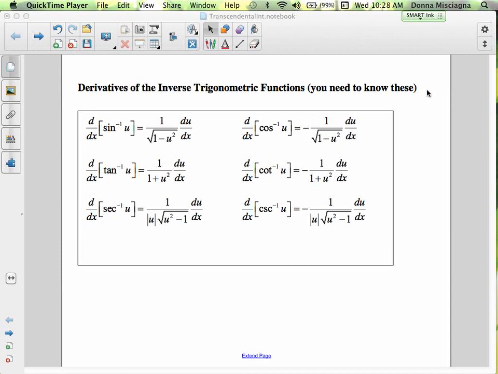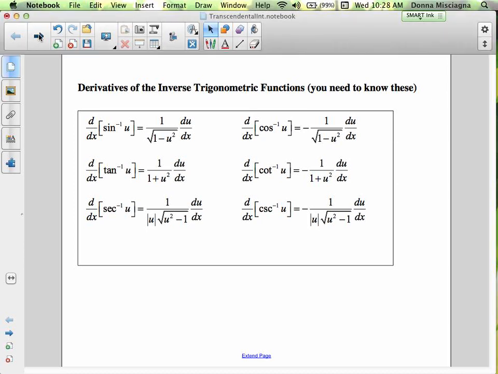So the derivative of arcsine u is going to be 1 over the square root of 1 minus u squared, du dx. The derivative of arccos u is the same thing except negative. The derivative of arctan u is 1 over 1 plus u squared, du dx. The derivative of arccotangent u is the same thing but negative. And then the derivative of arcsecant u is 1 over the absolute value of u times the square root of u squared minus 1, du dx. And the derivative of arccosecant u is the same thing but negative.